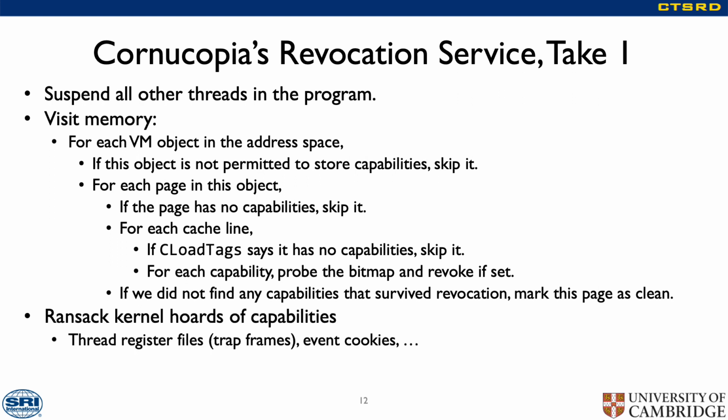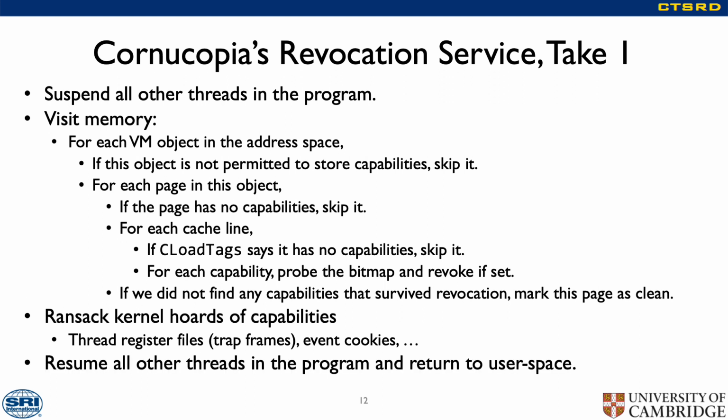When we find a capability, we probe the bitmap and, if its target is quarantined, replace it with a trapping value, such as null. Besides memory, we must examine some additional state. The thread register files, conveniently stored as trap frames, must be examined, as must any other place where the kernel stores capabilities for userland's use. Each subsystem requires a little bit of specialized code. With all state examined, any other threads are resumed, and control is returned to user space.